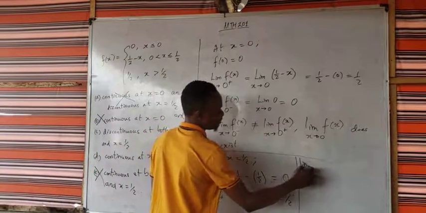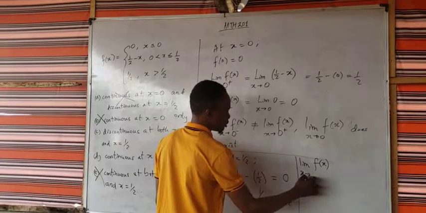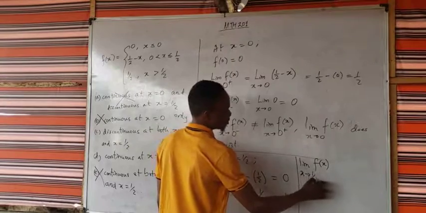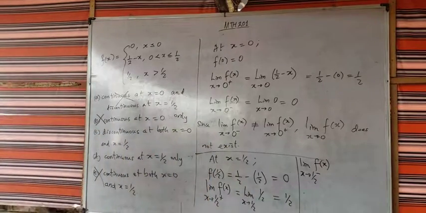Then we find the limit of f of x as x approaches 1 over 2 from below. You know, the way you are tired is the way I'm also tired, because I've been awake since recording videos. So it's very, very early in the morning.